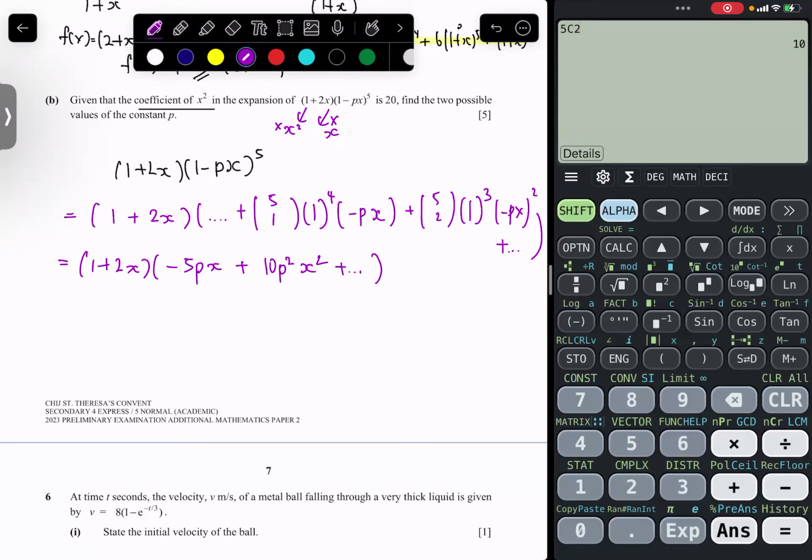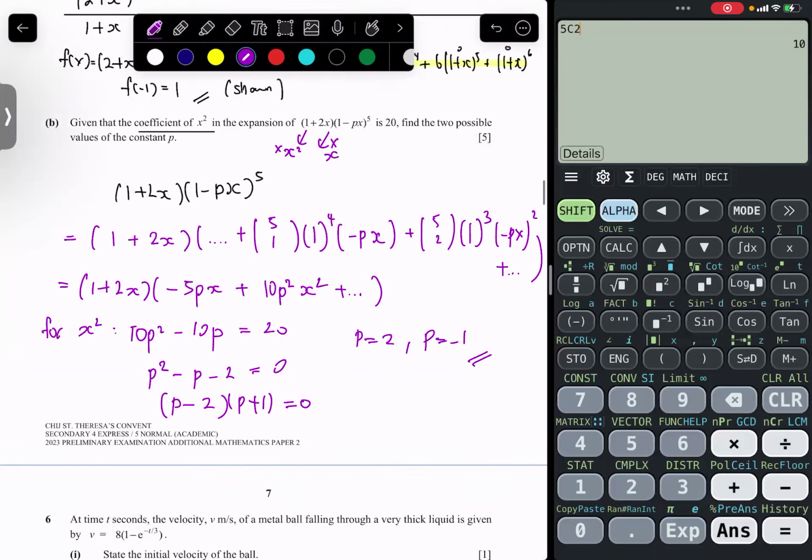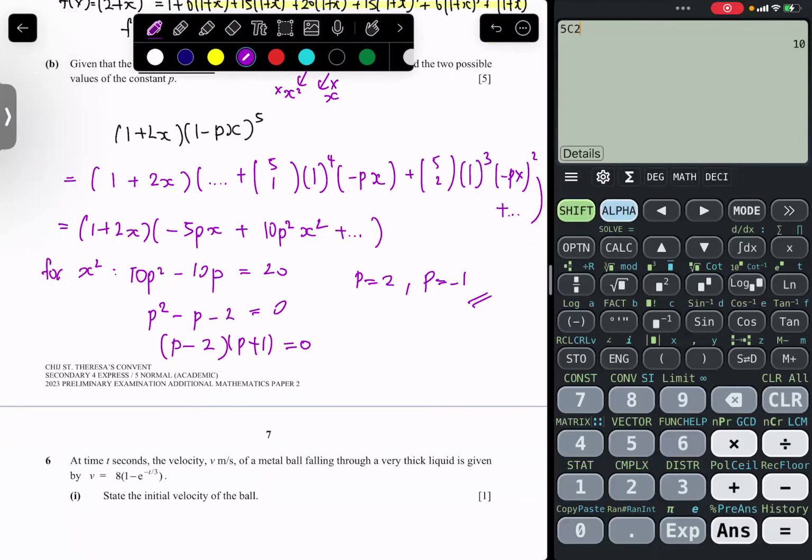So for x squared, we are looking at negative 5p plus 10p squared minus 10p, equals 20. So p squared minus p minus 2 equals 0. (p minus 2)(p plus 1) equals 0. p equals 2 or p equals negative 1. Two possible values, so we cancel.